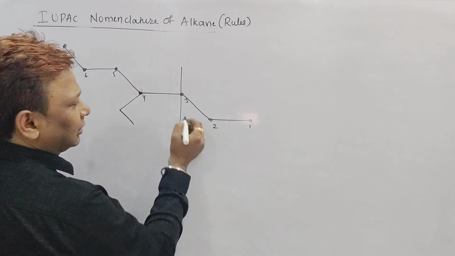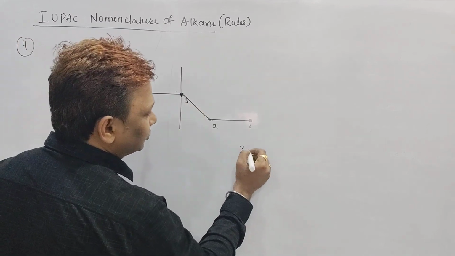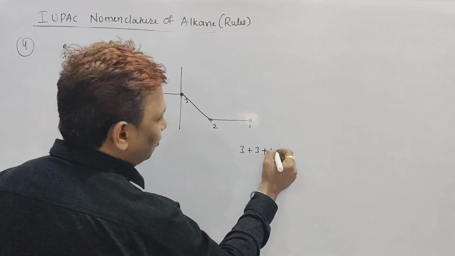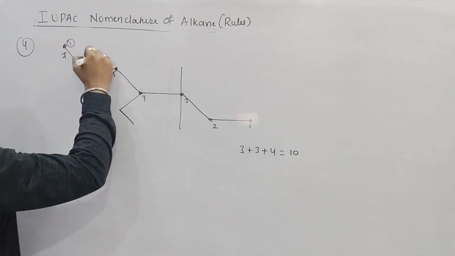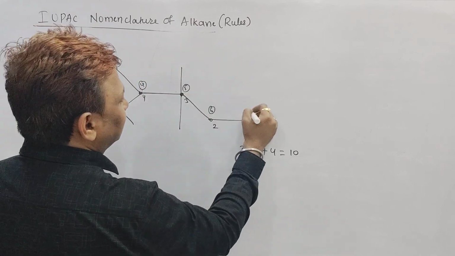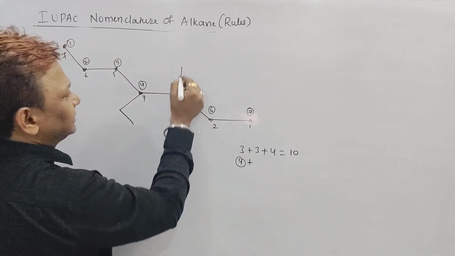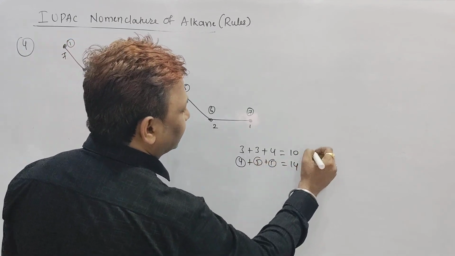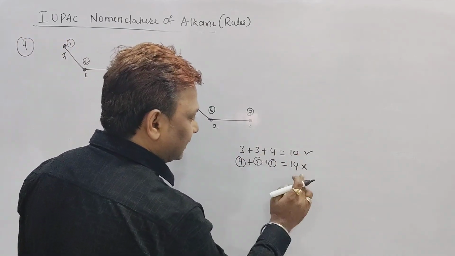See, with the lowest sum rule, if you see the sum of the positions of the substituents, this is a methyl on the third carbon atom, 3. This is a methyl on the third carbon atom, 3. And this is an ethyl on the fourth carbon atom, 4. 4 plus 3 is 7, plus 3 is 10. Suppose I give numbering from the other side: 1, 2, 3, 4, 5, 6 and 7. Ethyl is on the fourth carbon, and the methyls are on the 5 and 5 carbon atoms. It becomes 14, so this is wrong and this is correct. This is the lowest sum rule, and this is not. So this numbering is correct, and this numbering is wrong.